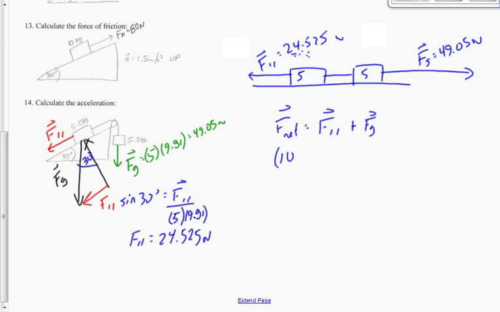We'll multiply that by the acceleration, which we're looking for, negative 24.525 plus 49.05 newtons. We combine those, divide by 10, we get 2.5 meters per second squared.